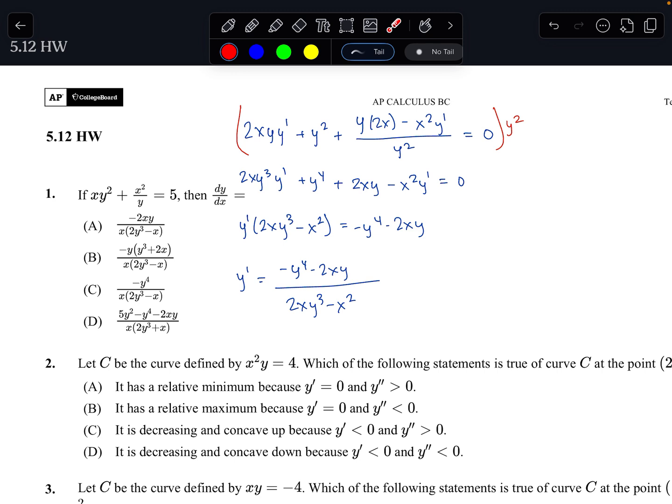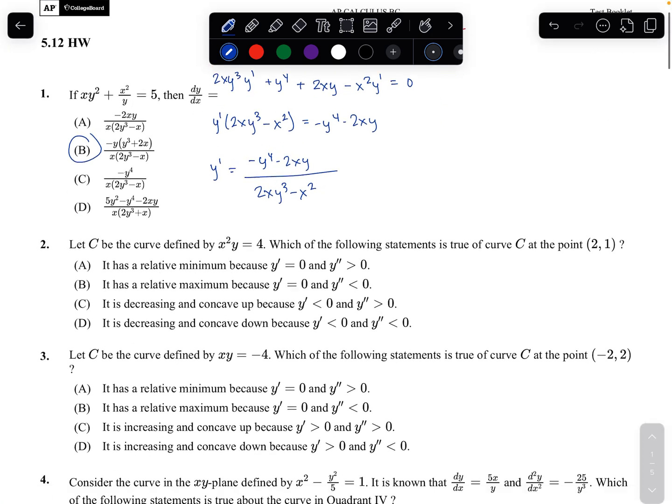And let's see what that looks like the most. Doesn't look like this one because we have two terms on the numerator. The only thing that has two terms on the numerator is b. And it looks like if I distribute that negative y in here, I get negative y to the fourth minus 2xy. So these numerators match. If I multiply this x in there, I get the same thing as well. So it's got to be b.